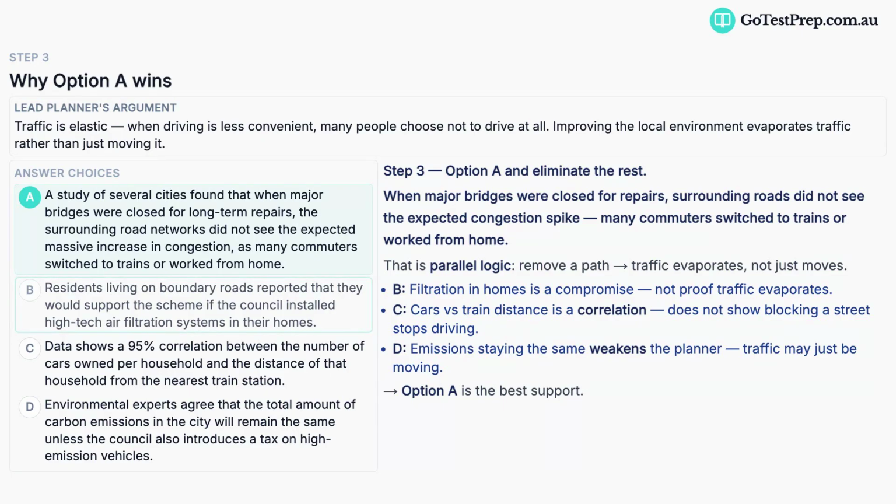Now eliminate the rest. Option B. Residents on boundary roads would support the scheme if the council installed air filtration systems in their homes. That is a compromise, not proof that traffic evaporates. Option C. A 95% correlation between cars owned and distance from a train station. That is reverse logic. It does not show blocking a street makes drivers stop.